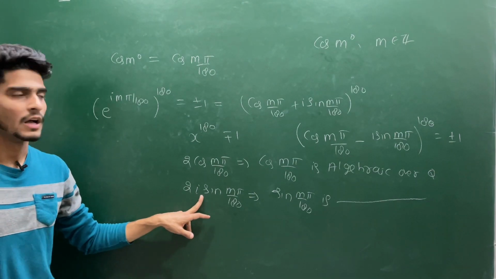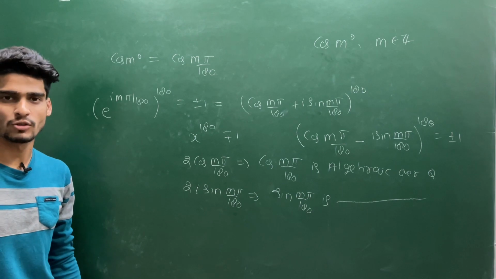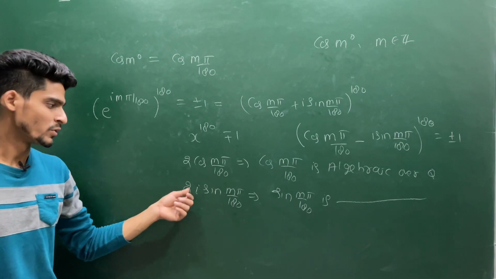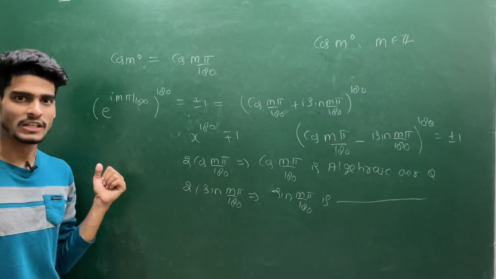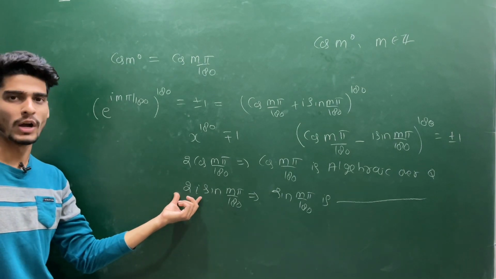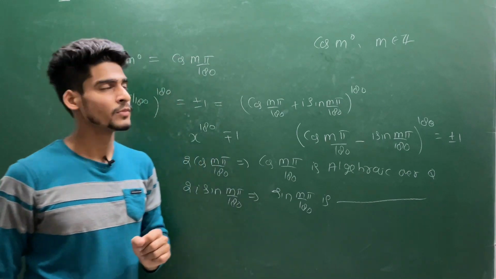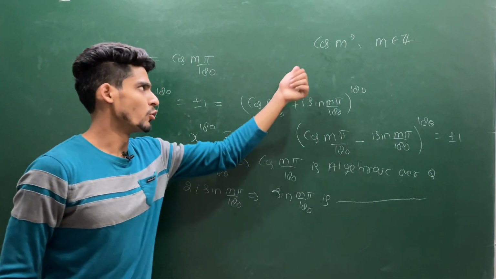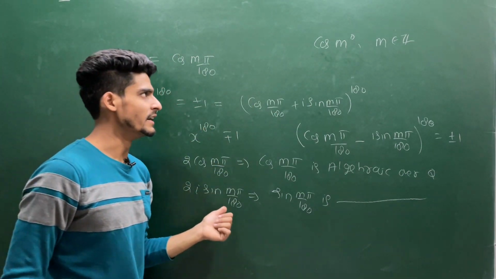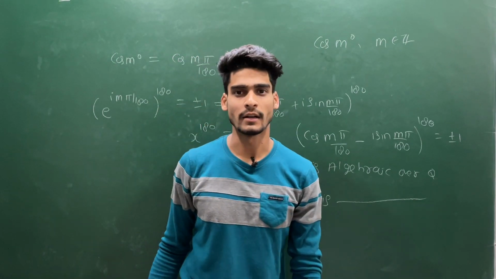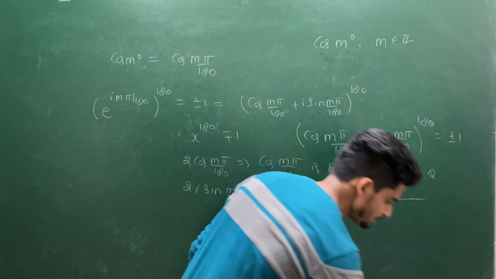Clearly i is algebraic over Q because you have the polynomial x square plus 1. 2 is an algebraic element, so its inverse will also be an algebraic element, and if you multiply with the inverse of 2i, you will get sine m pi by 180. So this is algebraic over Q. So if anyone asks you about cos 1 degree, 2 degree, 3 degree, they are not transcendental numbers, they are algebraic elements over Q.